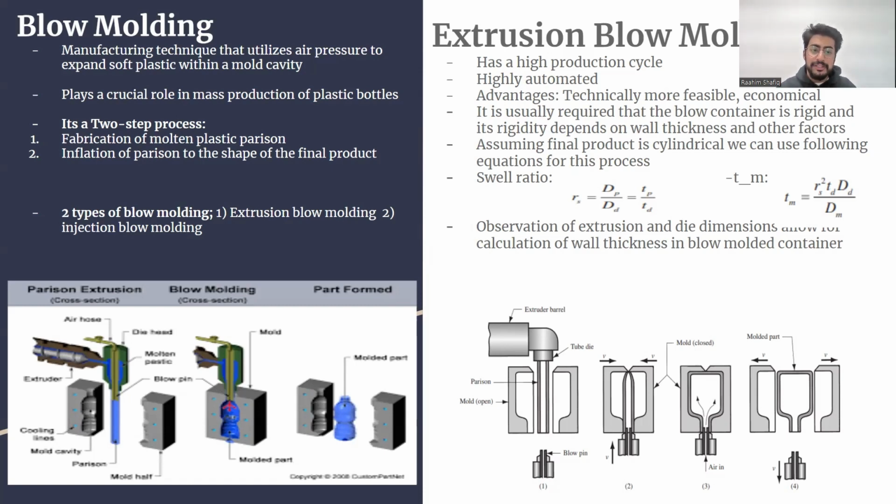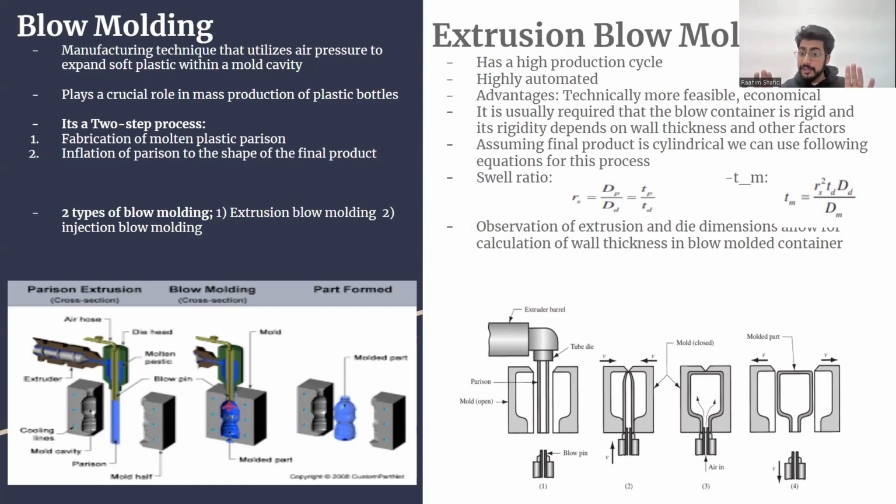There are two types of blow molding: extrusion blow molding and injection blow molding. Extrusion blow molding is a highly automated process. It has a high production cycle. Advantages include that it is technically more feasible and economical. It is usually required that a blow container is rigid, and its rigidity depends on wall thickness and other factors.